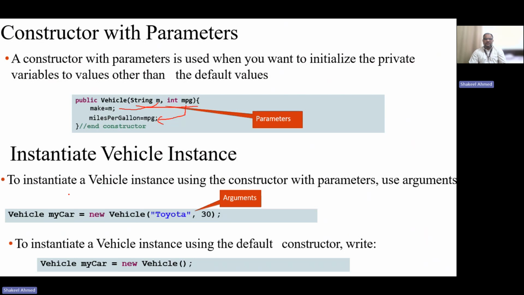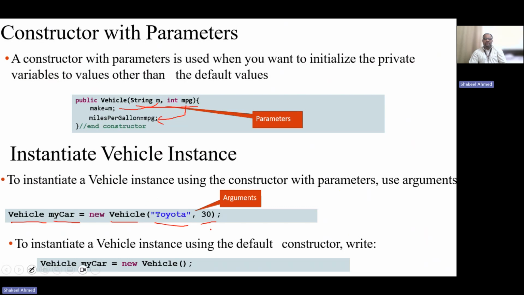Now see here, it is already given here. To initiate a vehicle instance using the constructor with the parameters, these are the parameters, so we will be using the arguments here. The string value is Toyota, and here it is 30 miles per gallon. So when I create an object with the Vehicle class, the constructor name and the class name are the same. You have myCar as a reference. Now this is calling the constructor with two arguments, and the parameters will be replaced and you are calling it.